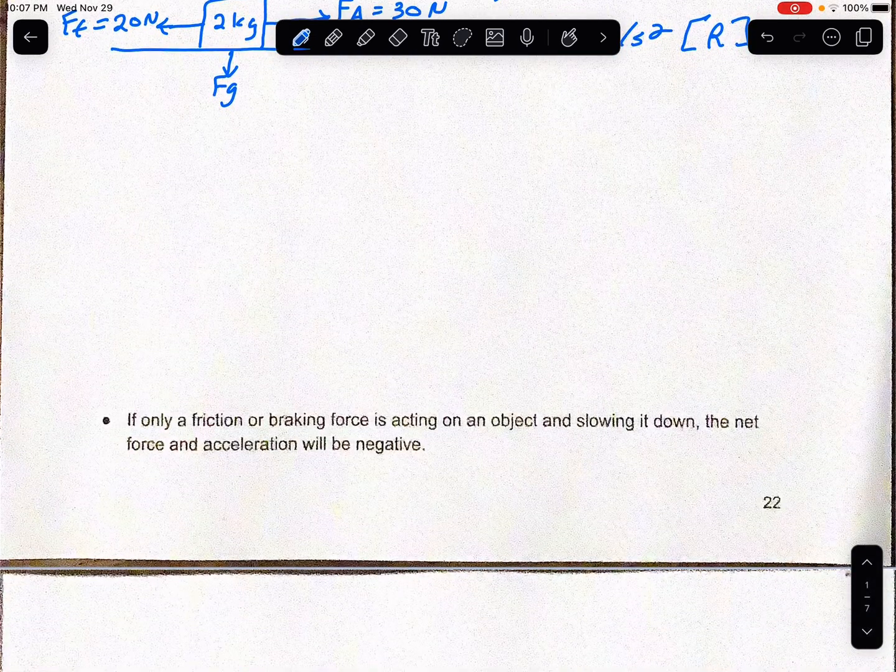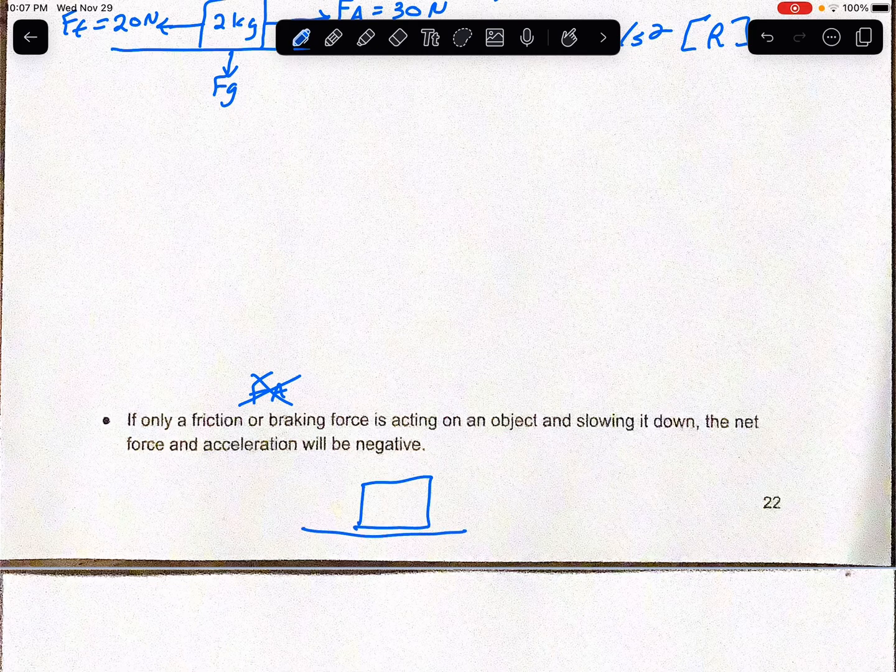If only a friction or braking force is acting on an object and slowing it down, the net force and acceleration would be negative. That means in this case there is no FA, so FA would be gone. If friction is the only thing happening, and I draw this out, here's my object, we'll say it's going this way, and there's no applied force.